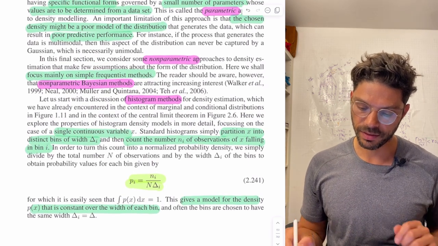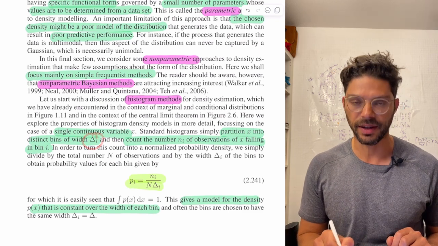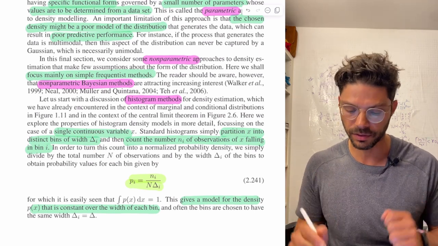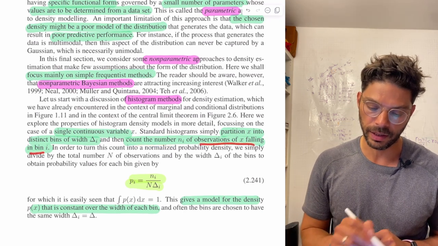Okay. So he says, they simply partition X into distinct bins of width delta I. So the index I means that those bin sizes can change. They don't have to be constant. And then count the number ni of observations of X falling into bin I.